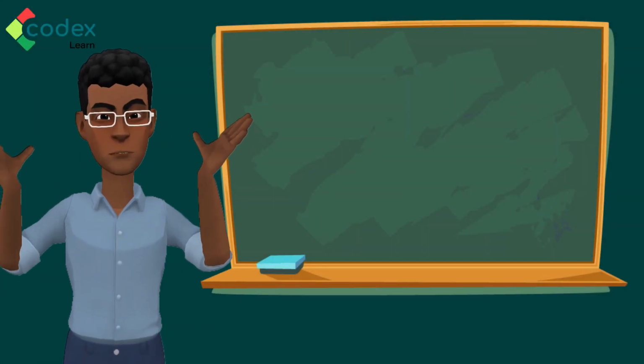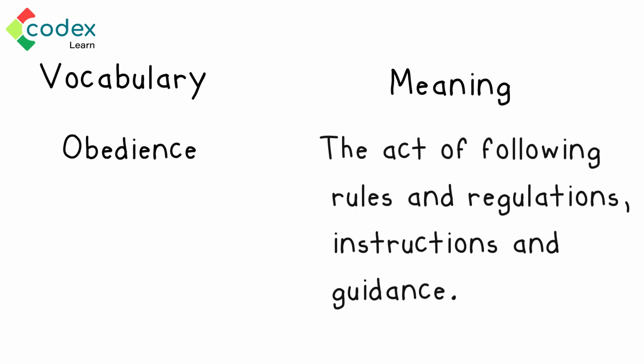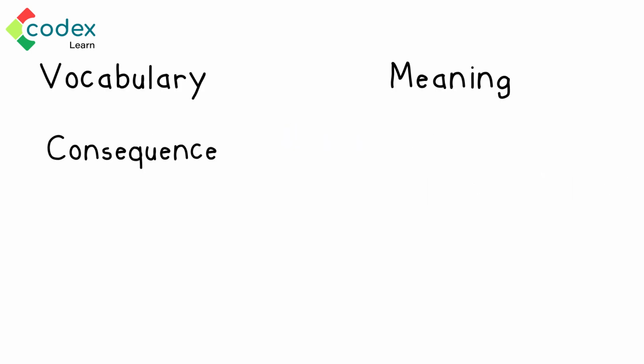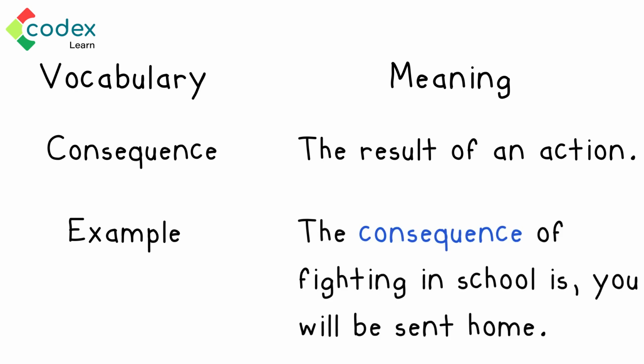Wonderful! Let's look at some of the vocabulary terms we've learned today and their meaning. Obedience, the act of following rules and regulations, instructions and guidance. When you practice obedience, you are being obedient. For example, obedient children do what their parents tell them to do. Consequence, the result of an action. For example, the consequence of fighting in school is you will be sent home.